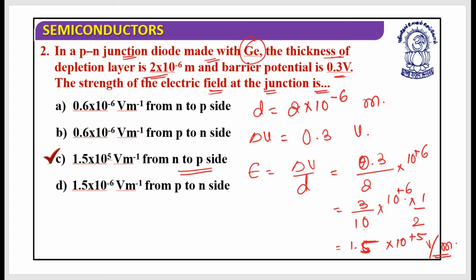Is it clear? Are you done with this? Do you understand what a diode is, what potential barrier is, and how we use these diodes? Do you understand this? Are you sure? Do you have any doubts?